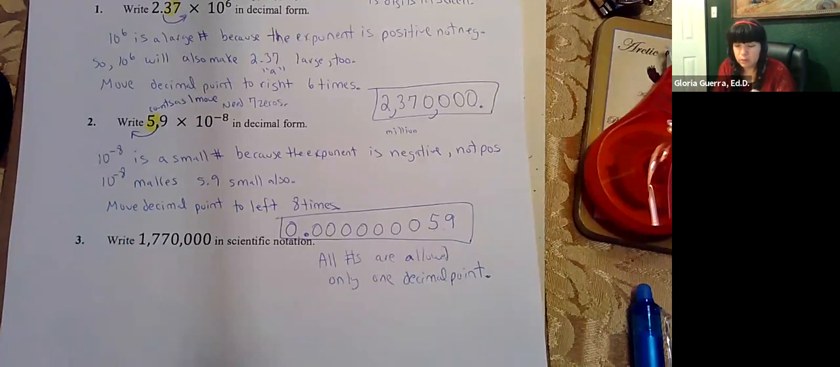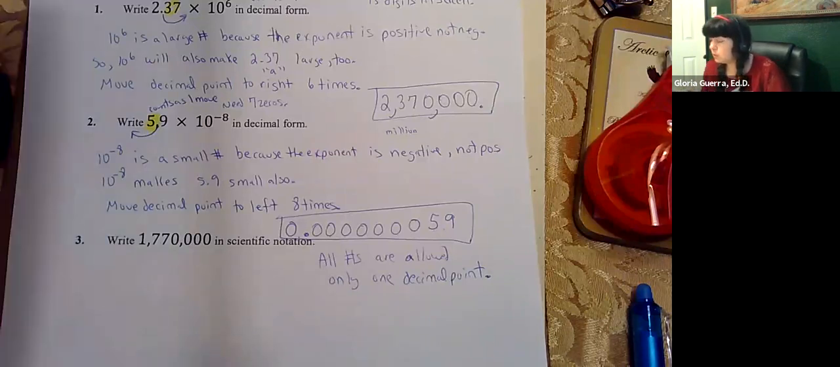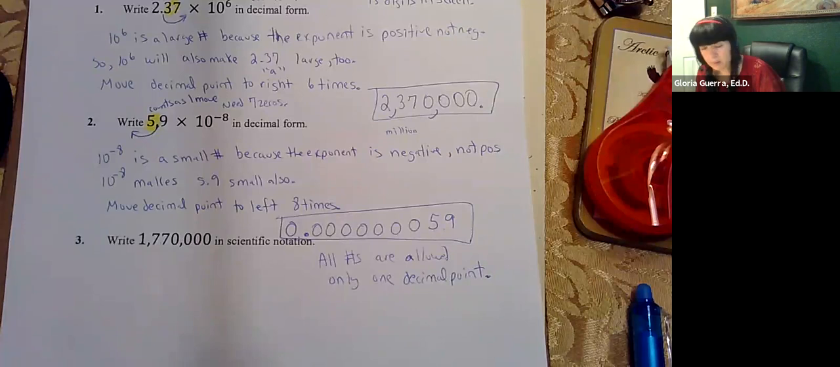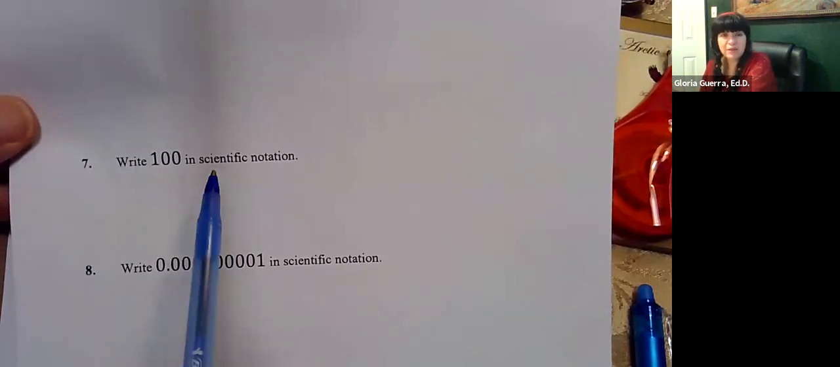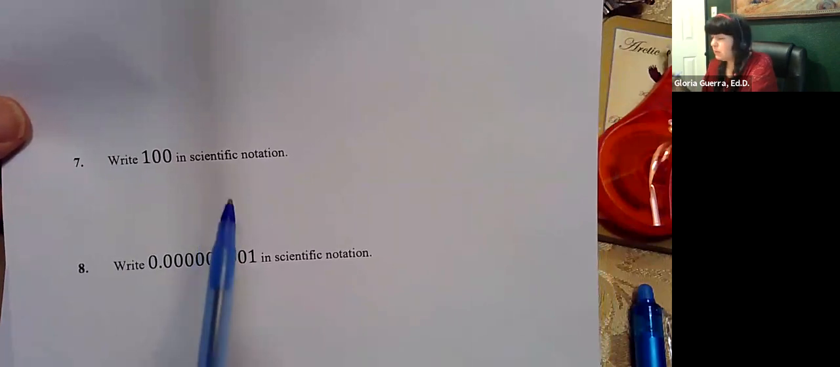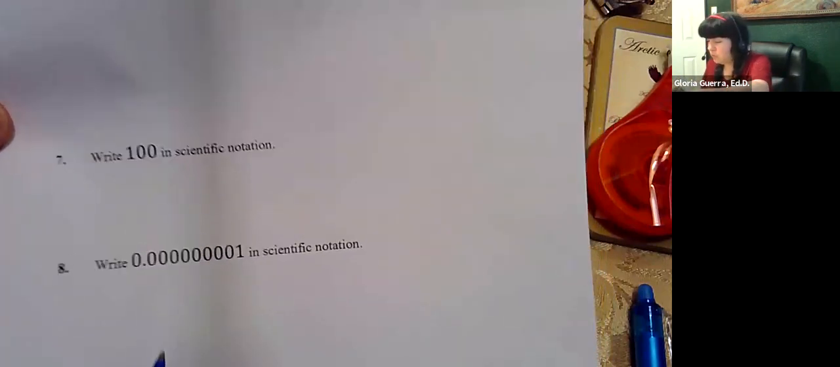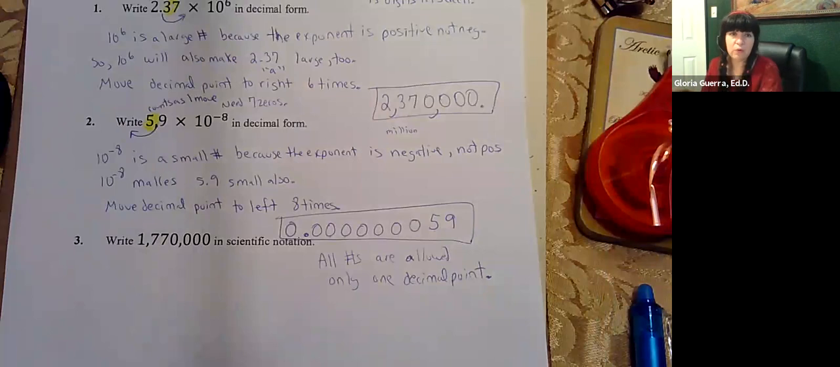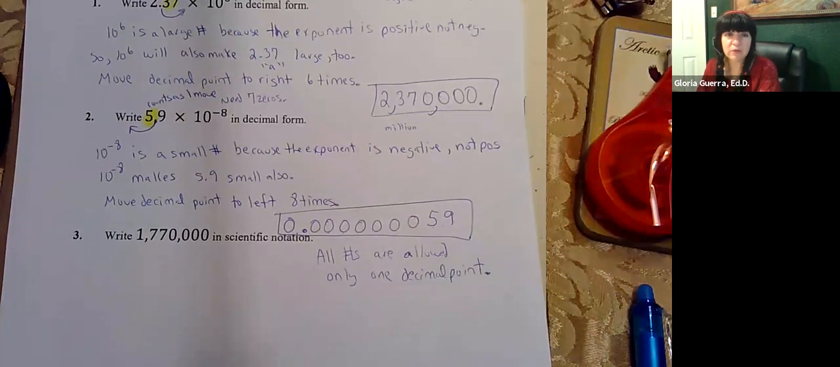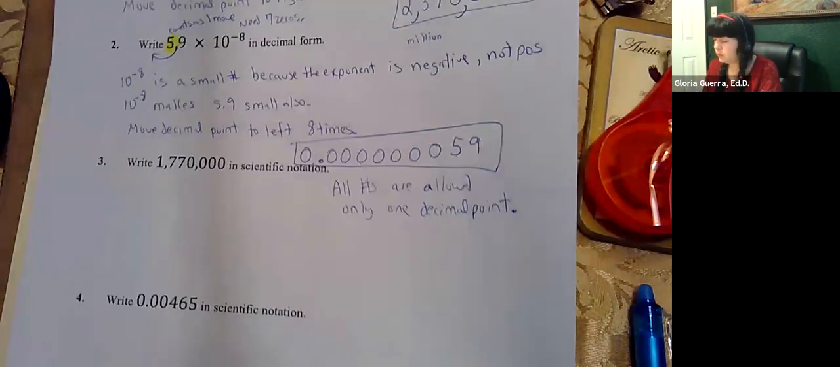Okay. And if I go to page 241, right? Okay. I'm going to wait on those. I was going to do 7 and 8, but these are writing them in scientific notation. So that's coming up. We'll do that after we do 3 and 4, because 3 and 4 is writing it in scientific notation. So we'll do those first.